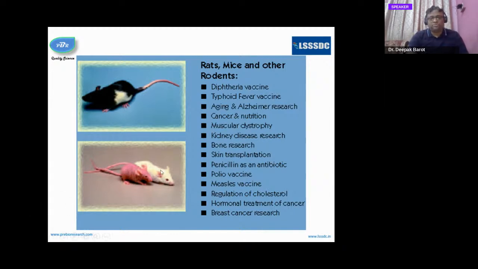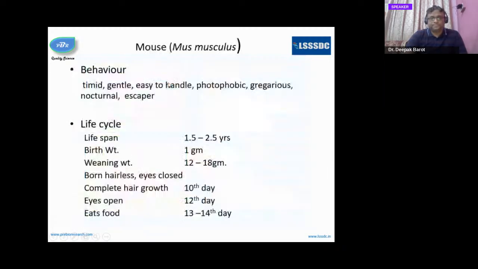The other ones are normal Wistar rats or SD rats, Sprague Dawley. These are the strains which we use. And on the right hand side, I just mentioned which all vaccines or research areas these animals have been used, like diphtheria, typhoid, aging, cancer, kidney disease, bone research. Everywhere we use rats, mice indiscriminately.